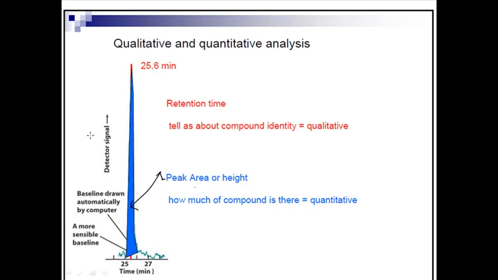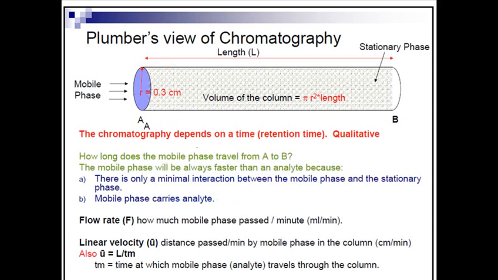Okay, height or area have everything to do with the quantitative analysis, but the retention time, which is Tr, denotes the qualitative state for that analyte sample. So retention time, Tr, has everything to do with the qualitative side, and the peak area or height has everything to do with the quantitative side.